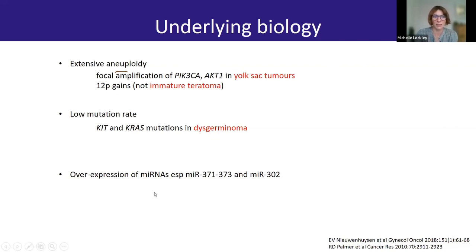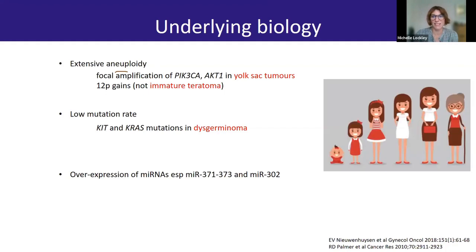The other thing that's coming is this overexpression of microRNAs, and particularly miR-371, 373, and miR-302. And these have been shown in the testis to be really important in predicting chance of relapse and future prognosis, and also potentially being used as an early detection marker.